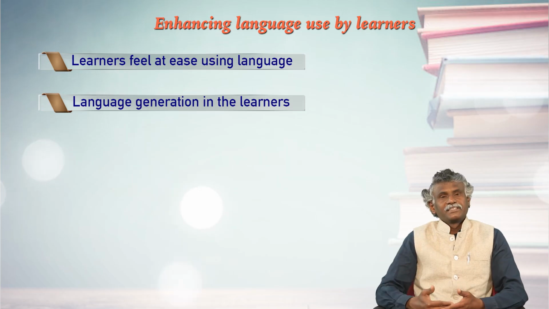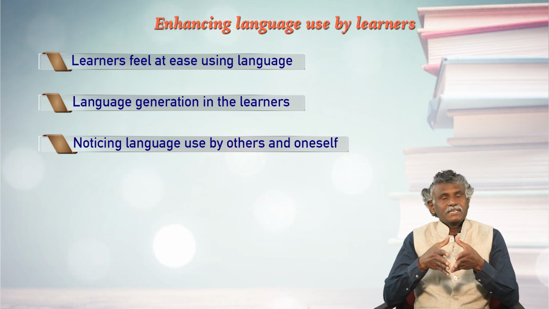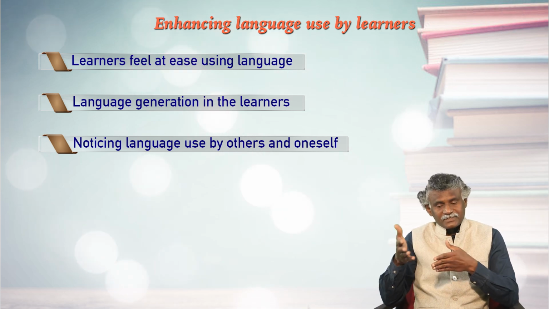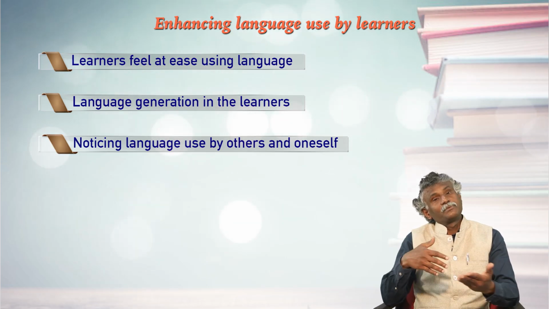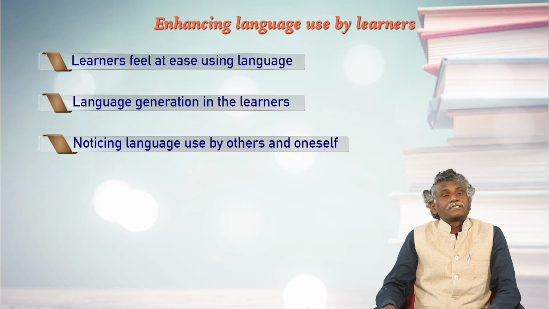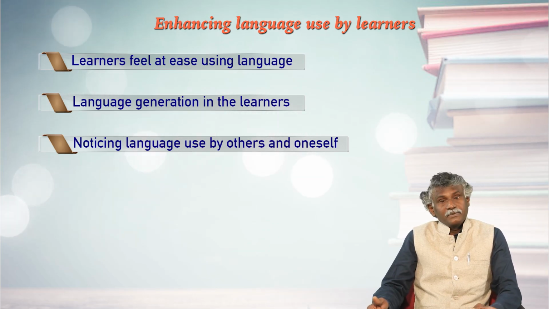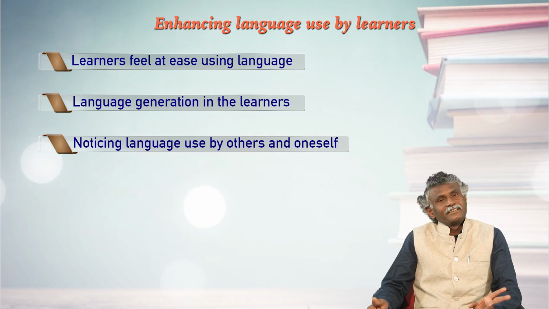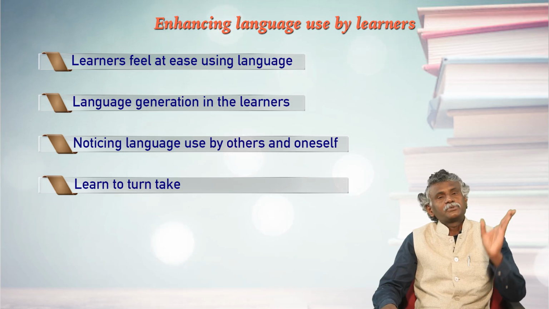So, if they are at ease, language generation in the learner happens, they respond to the teacher, they respond to their peers. Then noticing language used by others and oneself. Suppose I am using a particular kind of language, the others will borrow it, imitate it, use it, and you also use it in order to answer them. Suppose someone asks you, where were you yesterday? Oh, you forgot. Oh, where was I? Then you pick up those constructions from him, you notice the language: I was at home only.